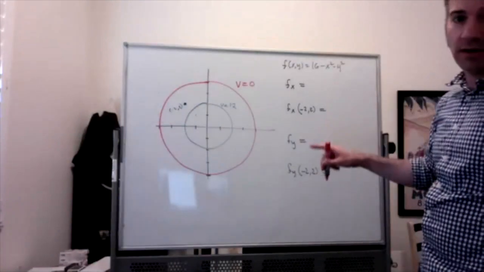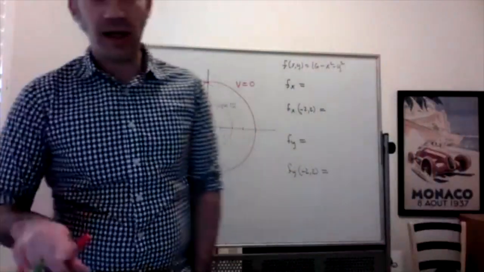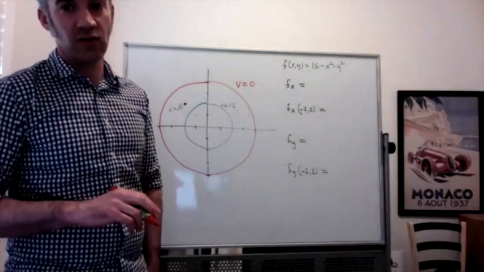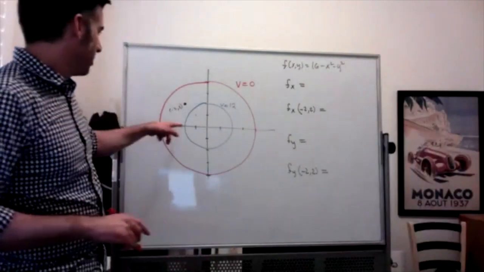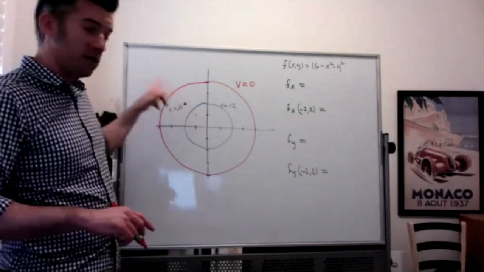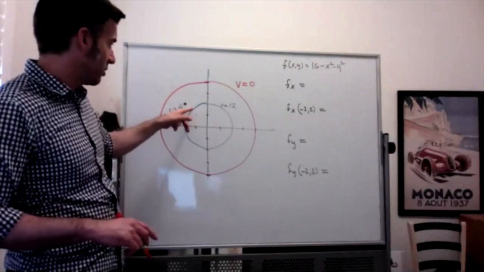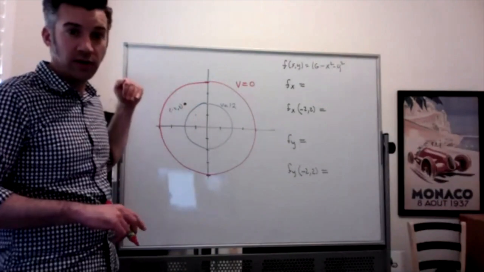So then part B says, plot the point (x, y) equals (-2, 2) on your graph. So there it is right there, (-2, 2). It's definitely between the two circles. The circle of radius 2, it's outside of that, and it's inside the circle of radius 4.